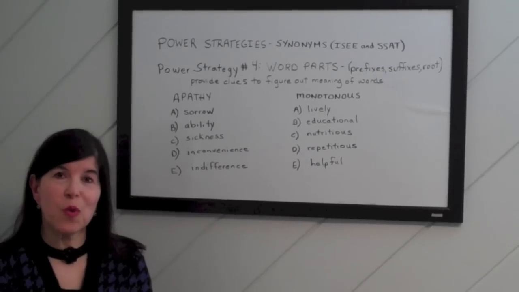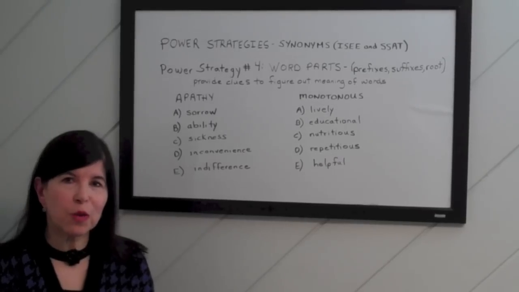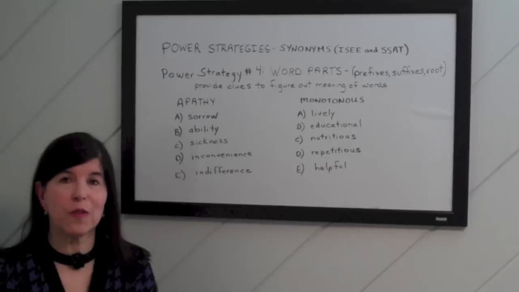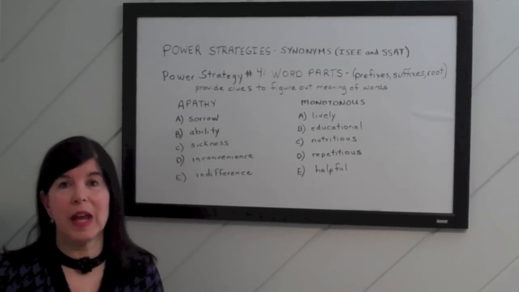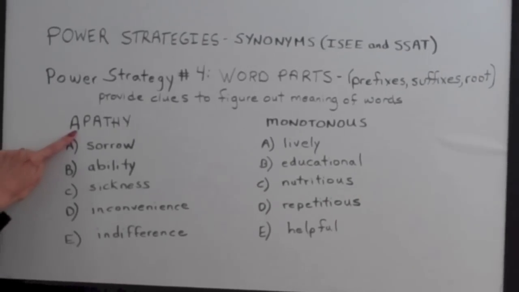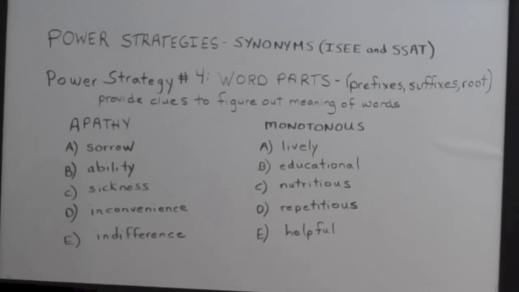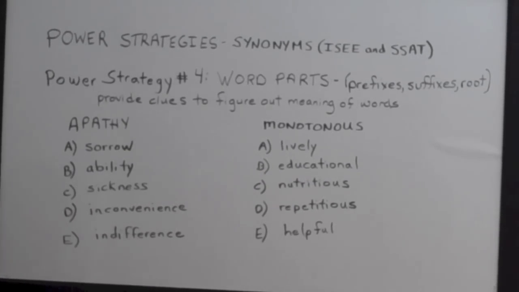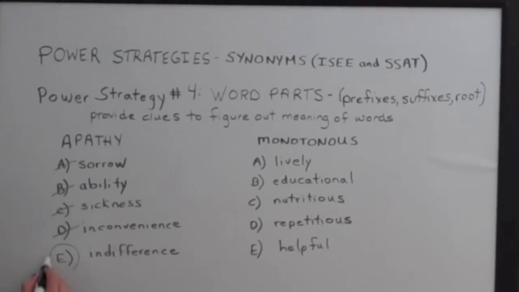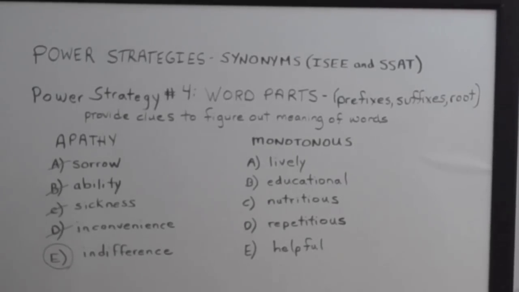Power strategy number 4, word parts. Word parts can give you powerful clues to figure out the meaning of words. Prefixes come at the beginning of words, suffixes are at the end, and a root can be in any part of the word. Let's look at a few examples. Apathy. The prefix a means without. Pathy means feelings or emotions. So without feelings or emotions. Let's look at the choices. Sorrow, ability, sickness, inconvenience. Indifference is the closest in meaning to without feelings, so E would be the correct answer.